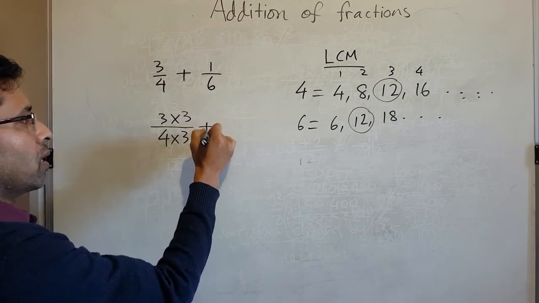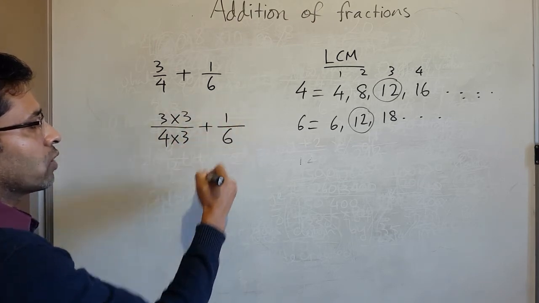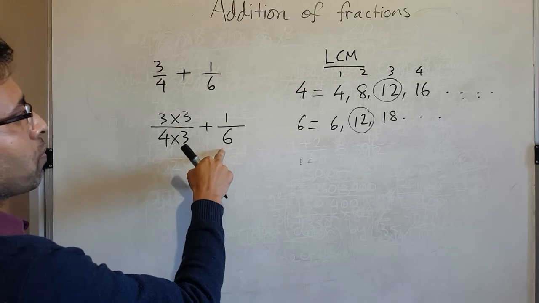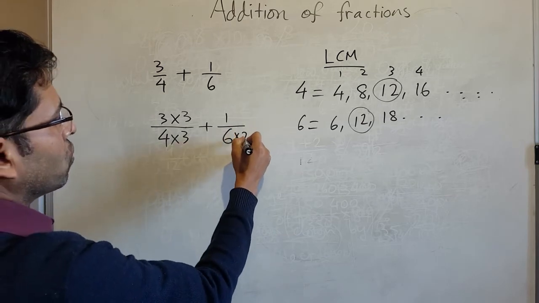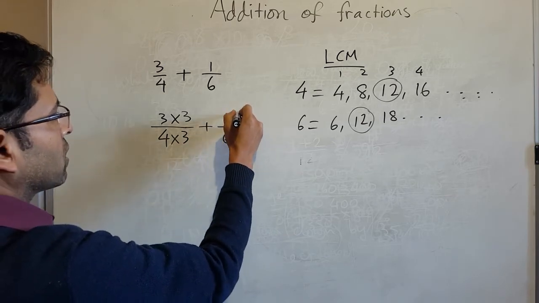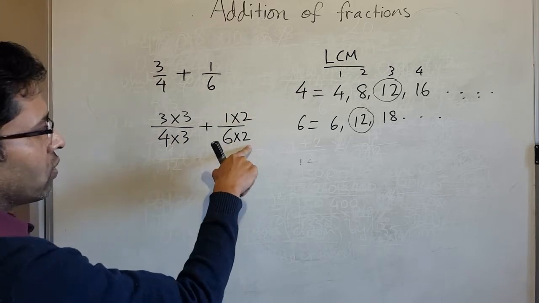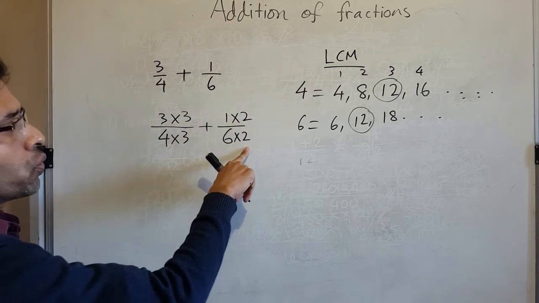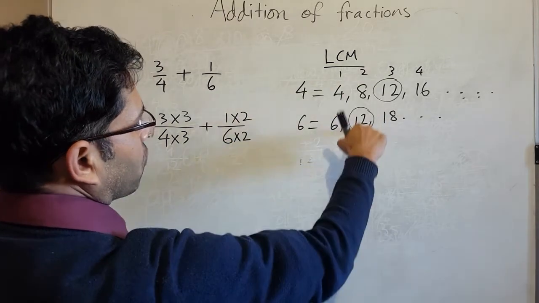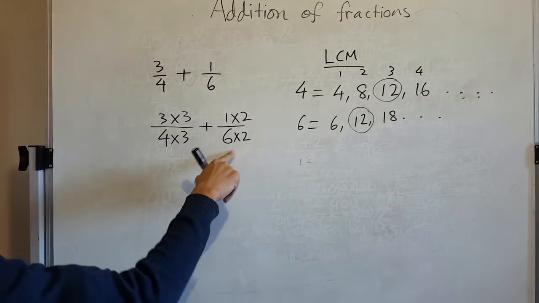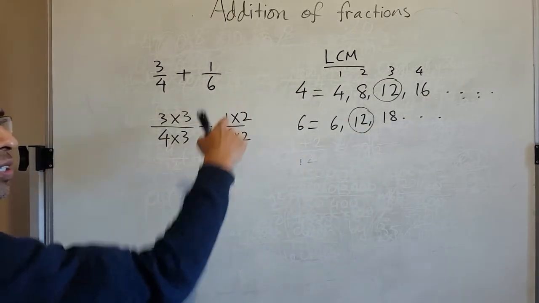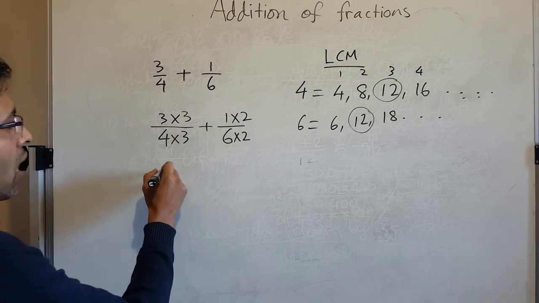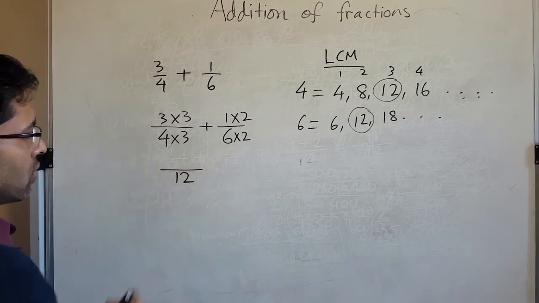So plus we have the original fraction again, 1 over 6. We need to multiply that 6 by 2. Same way, we need to multiply 1 by 2 on the top. Why are we multiplying by 2? Because 6 times 2 is 12. And in order to make 12, we have to multiply by 2, and we are doing the same thing on the top as well. So now we have 12.